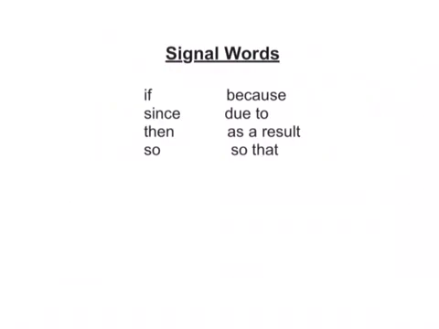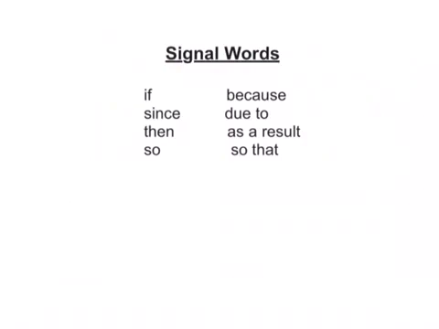Before we can look at some examples, though, we need to figure out what are some of our signal words. Look at your recording sheet and fill in some of the signal words that are not listed on your sheet but you see on this video. So some of the signal words that I've provided for you are if, because, since, due to, then, as a result, so, and so that. Now there are many more signal words, but we're just starting off with some of the most popular ones.